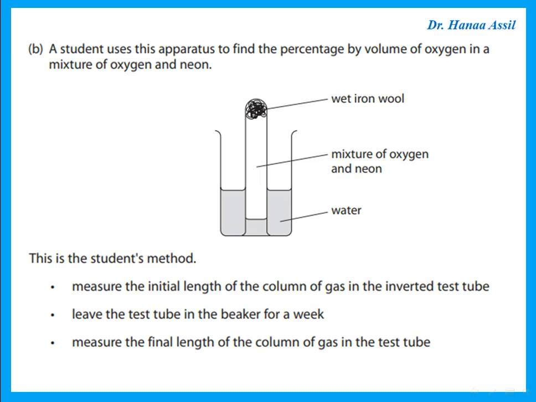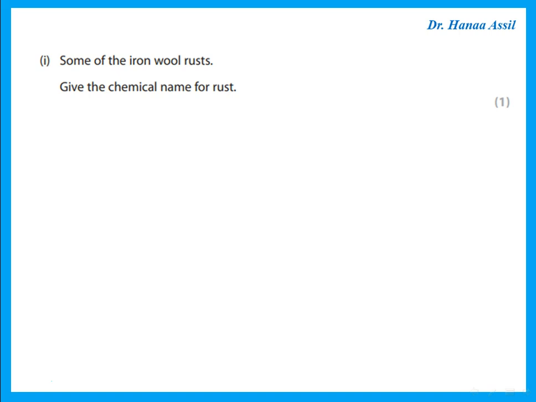So this is the student's method. Measure the initial length of the column of gas in the inverted test tube. Leave the test tube in a beaker for a week. Measure the final length of the column of the gas. So he leaves the iron for a week so that the iron will use up the oxygen that is in the test tube for rusting. So what happens to the level of water inside the test tube? You should realize that the level of water inside the test tube will go up to replace the oxygen that was used up. Okay, some of the iron wool rusts.